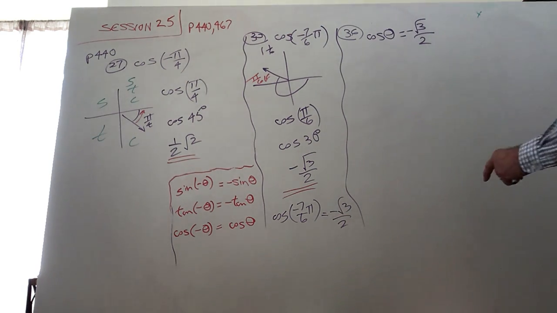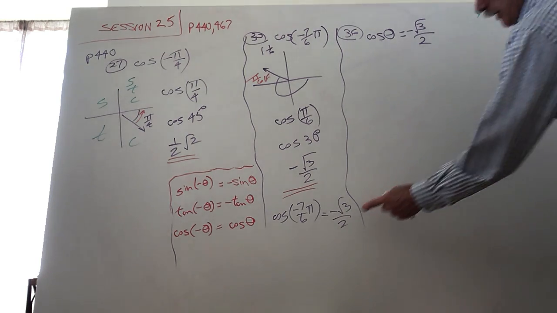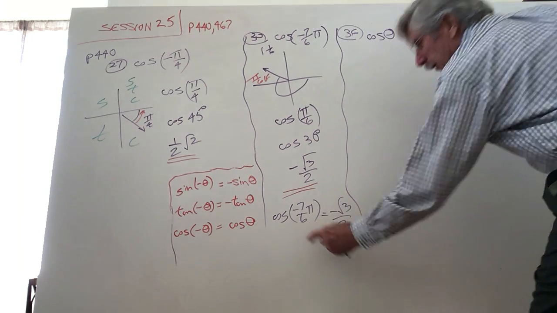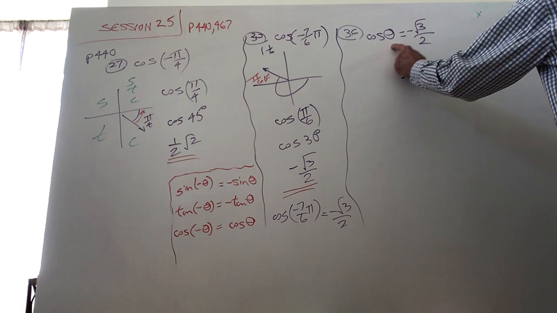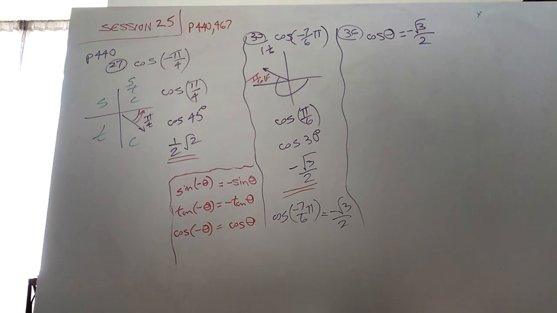What we're doing now at number 36 is saying, look, I'm going to give you the answer here. Tell me what the theta was. Tell me what the number of degrees or the radian measure. In other words, the cos of what angle here has this for its function value, negative radical 3 over 2.